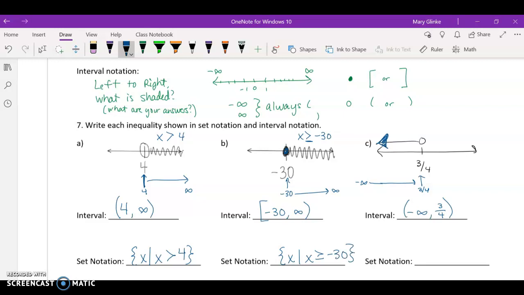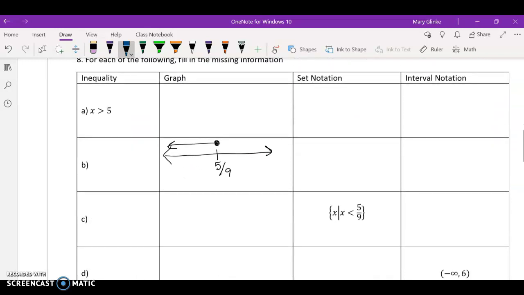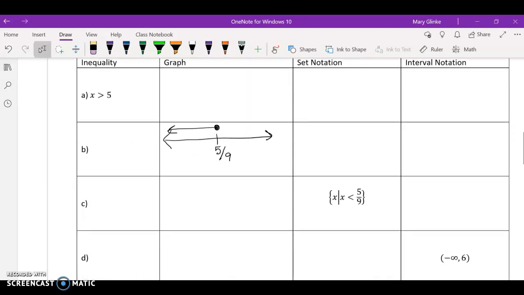For your set notation for this last one, it's going to be x such that. Now what we're doing is we're comparing all of our numbers to 3/4, but we wanted all of the smaller numbers because we shaded to the left. So for this one, it's going to be x is less than 3/4. So that's in all of those different notations. We can apply that now in different cases.